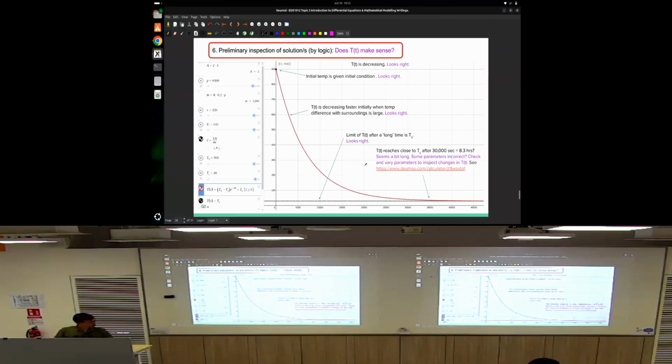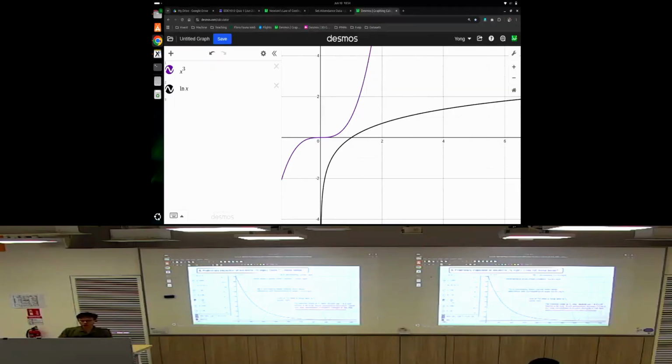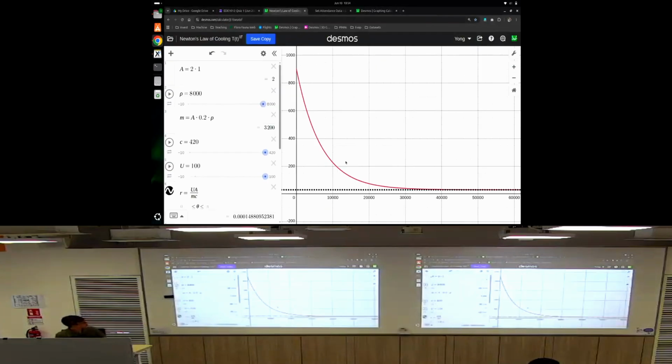8.3 hours then drop to close to the surrounding temperature. Is there a mistake? If you think that there seems to be a mistake, but you're also not sure, then maybe you need to change the parameters. So maybe you feel that this 8.3 hours is a bit too long. Maybe my heat transfer coefficient is too low. I need to increase my heat transfer coefficient, okay?